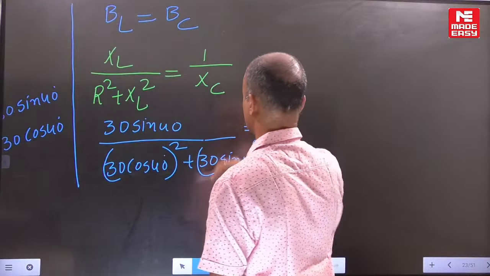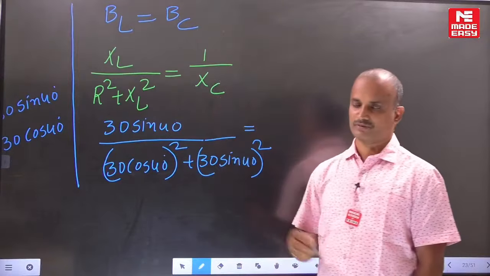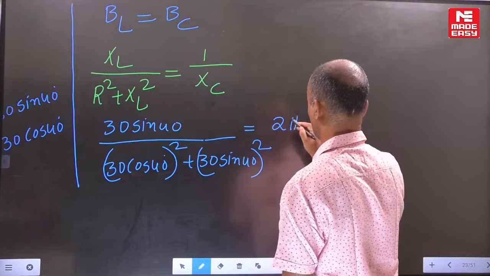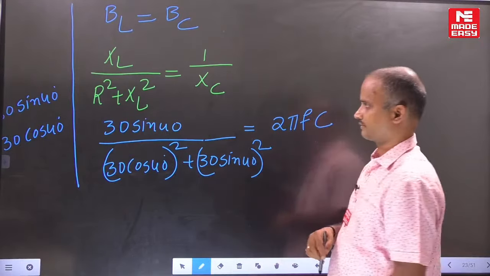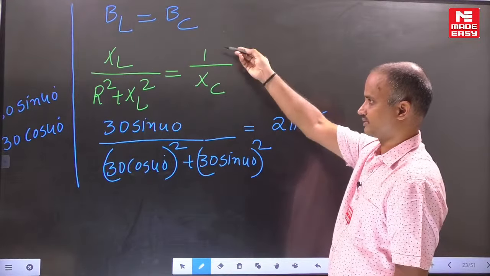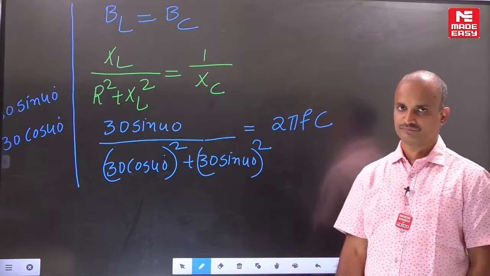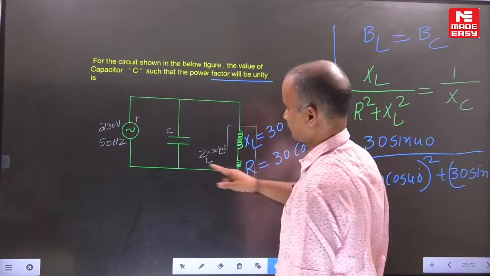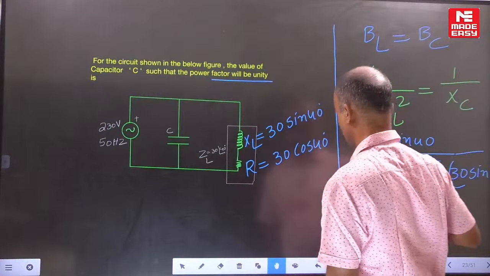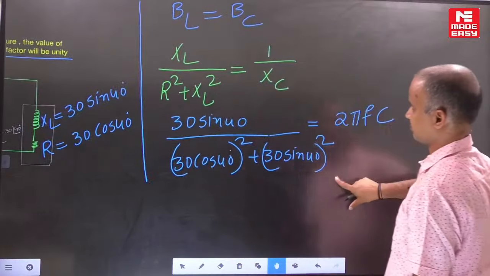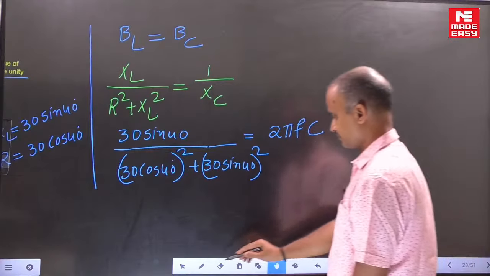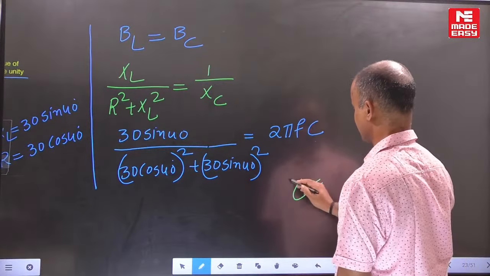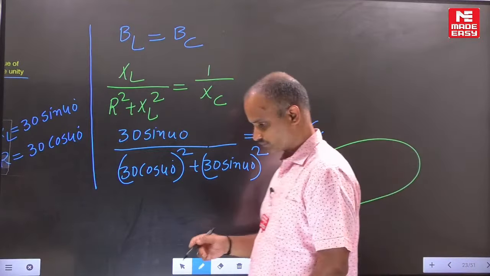What is XC? XC equals 1 by omega C. If you expand this one, we can write this as 2 pi FC. By rearranging this one, we can write this. In the question itself, frequency is also given. What is the frequency? 50 Hz. Now I give all the hints. Substitute frequency equal to 50 Hz, simplify it, and find the C value.